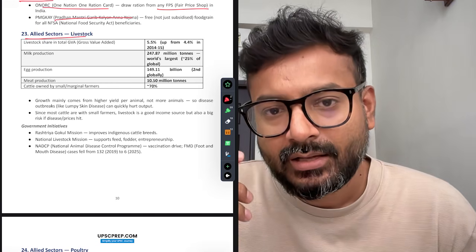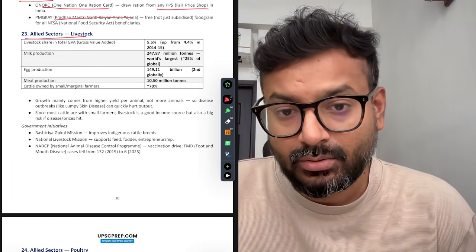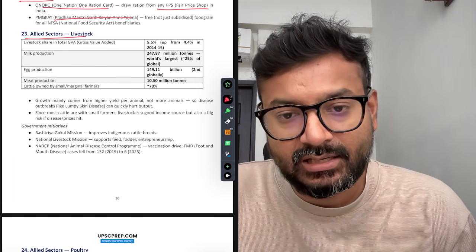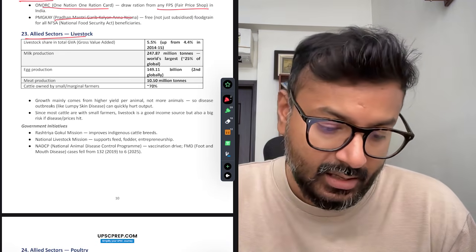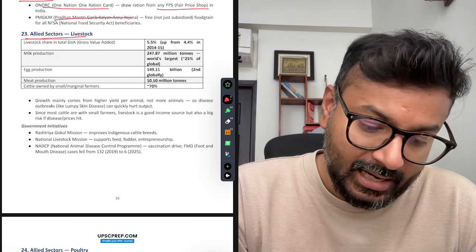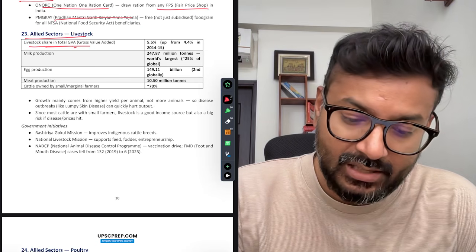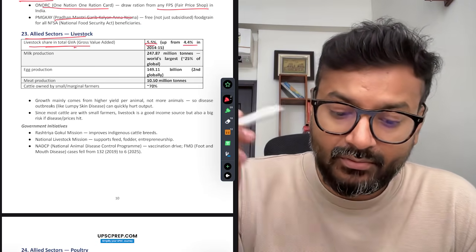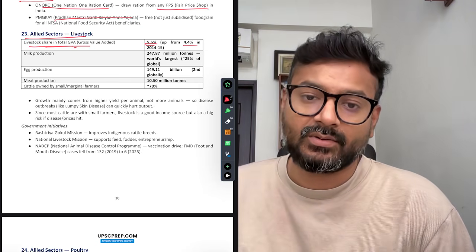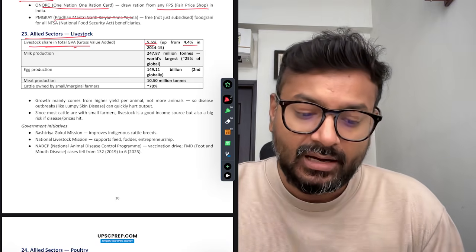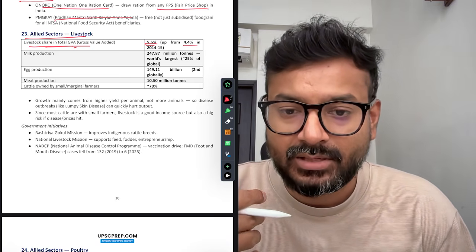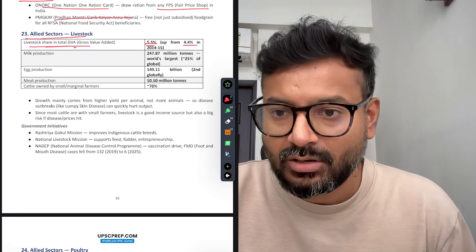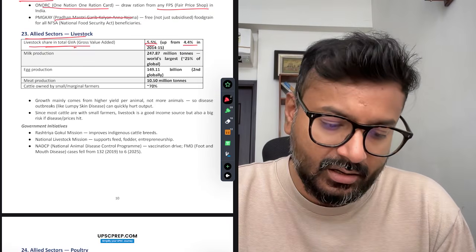We already know that most of the growth that is being registered in the agricultural and allied sector comes from the allied sectors. Right now, the allied livestock share in total GVA is 5.5%, up from 4.4% in 2014-15. So the share of livestock in total GVA has been increasing. So more and more farmers are now also rearing livestock along with doing crop farming.